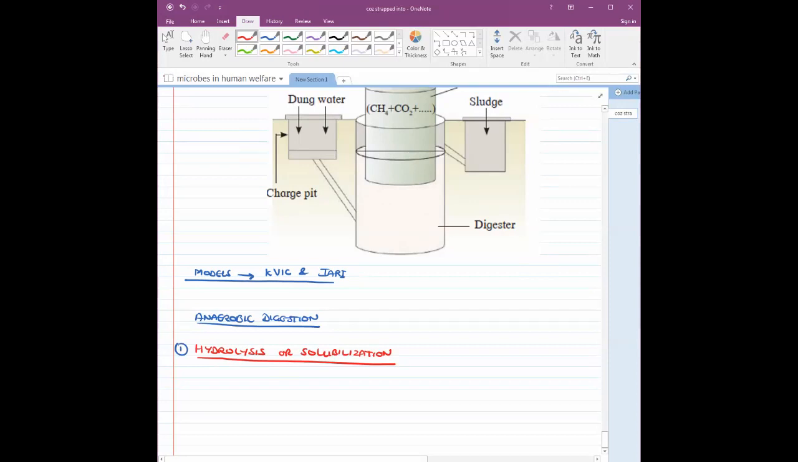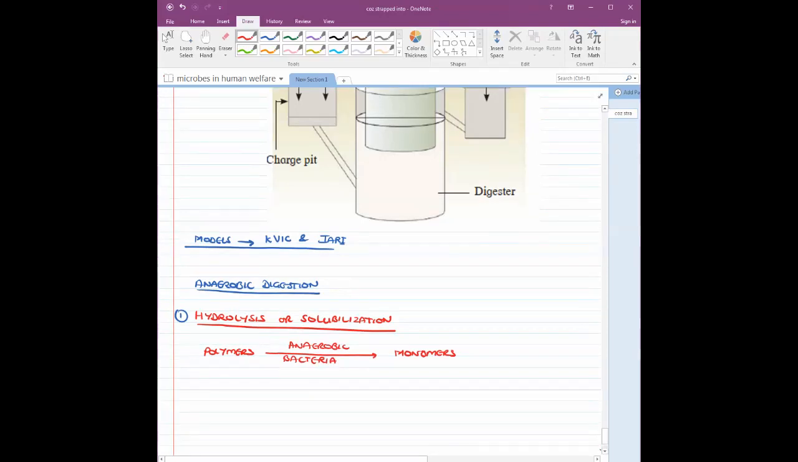So you are going to see that we have the polymers, and these polymers are first converted into monomers. And how is this going to happen? This is going to happen in the presence of anaerobic bacteria. But guys, the moment we talk about anaerobic bacteria, who are we talking about? We are talking about two of the most important ones. One is Clostridium, and the second is Pseudomonas. These are going to be the anaerobic bacteria.